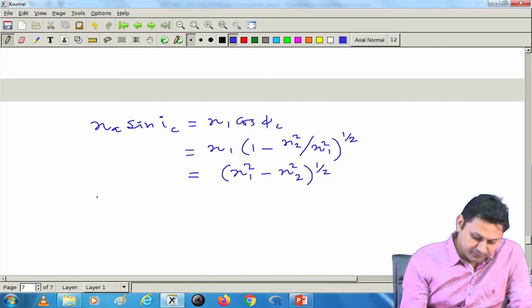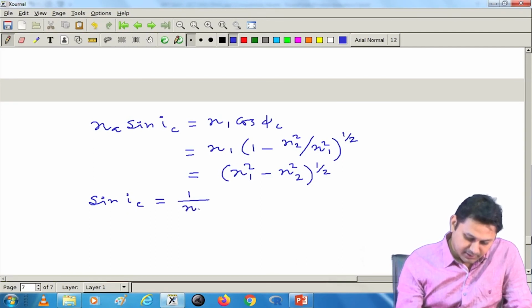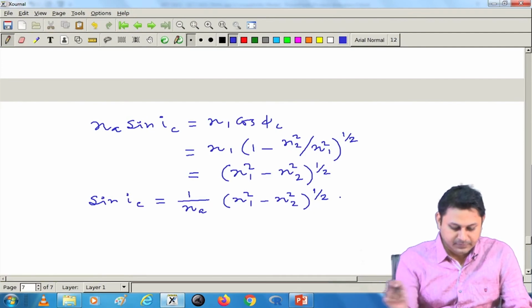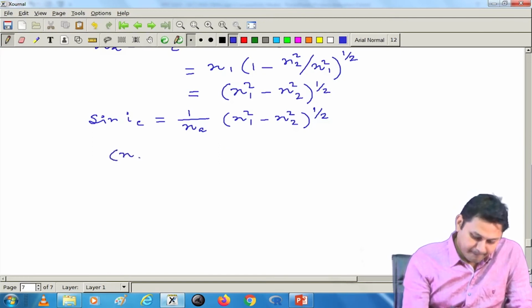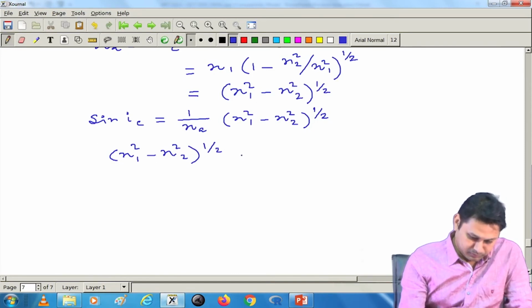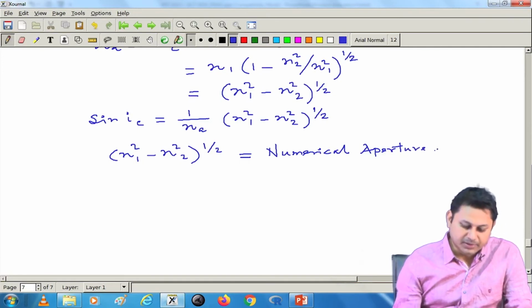So from here I can have sin IC is equal to 1 divided by NA, N1 square minus N2 square whole to the power half. So this quantity, N1 square minus N2 square whole to the power half, is called numerical aperture, or in short NA.